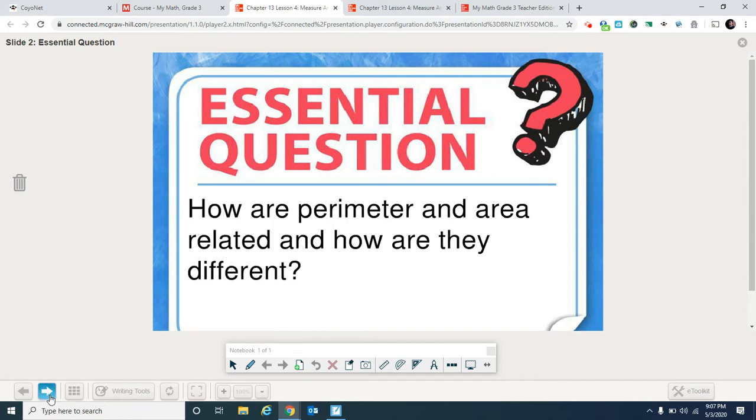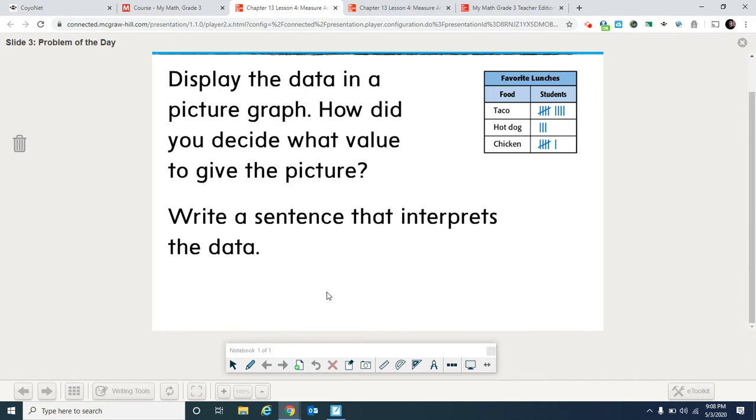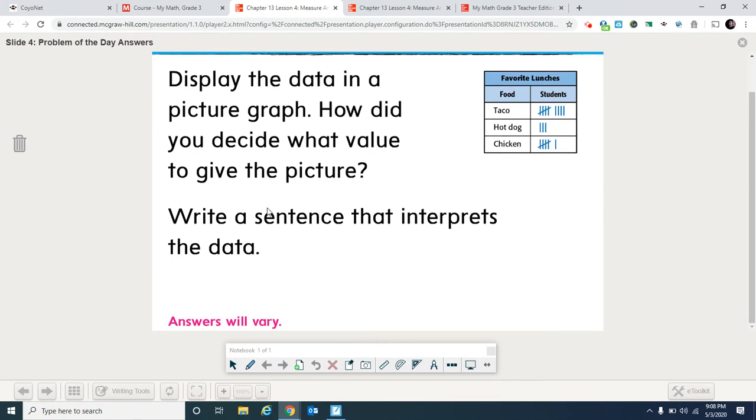All right. And also our problem of the day. The problem of the day is we need to display the data in a picture graph. How did you decide what value to give the picture? Write the sentence that interprets the data. Okay, so that would be the problem of the day. Do you have your answer with you?